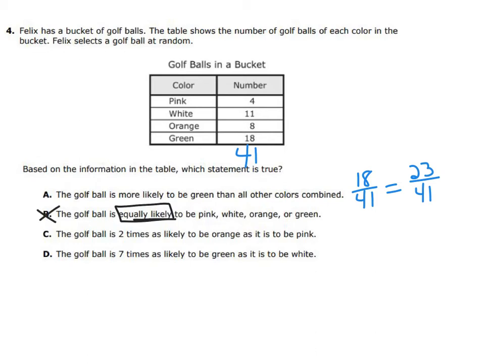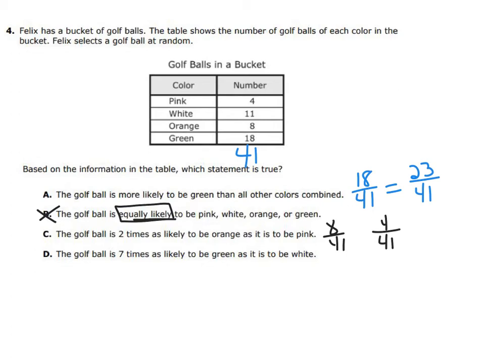C, the golf ball is 2 times as likely to be orange as it is to be pink. So orange is 8 out of 41. Pink is 4 out of 41. So is orange 2 times as likely as pink? Could be. So let's just keep that blank. And let's do the last one.